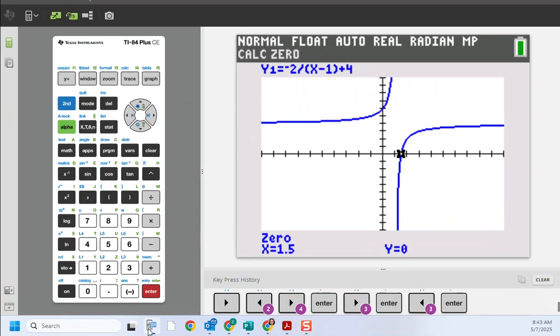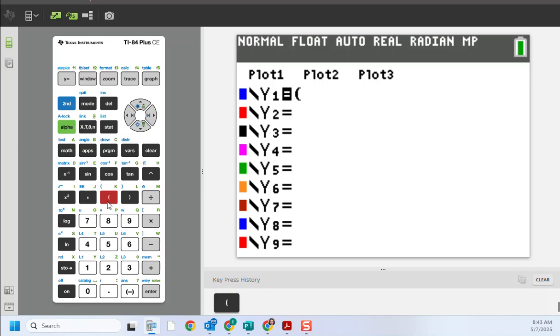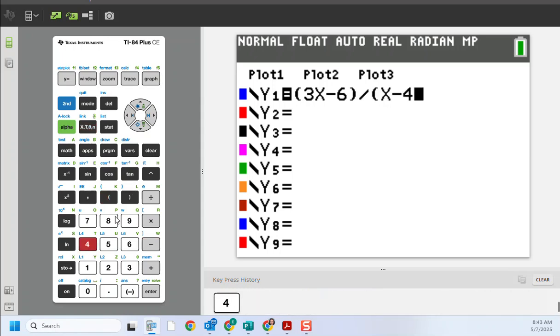Okay. Y equals, clear what's in there. Parentheses for your numerator. 3x minus 6. Close parentheses, divided, parentheses for your denominator. You can put 1x minus 4, or you can just put x minus 4. And then we're going to look at the graph.